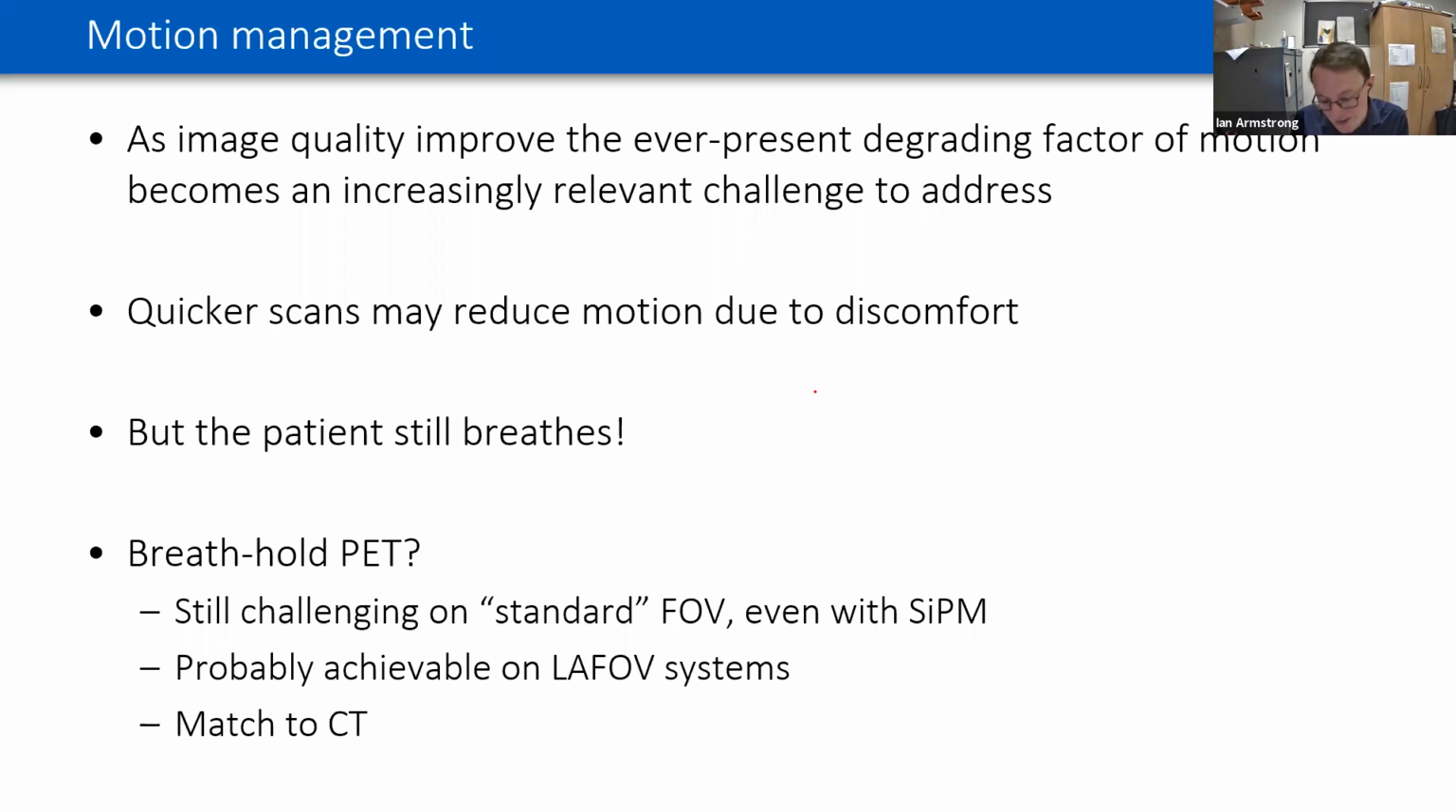Now, even on the silicon photomultiplier systems, I personally feel it's challenging, and I don't think we're quite there yet on these standard fields of view, because I don't really think we have the sensitivity to get something which is useful out of it. I'm sure, though, with the huge sensitivity that we have on these larger axial field of view systems, it probably is possible. So maybe we could do a 15-second breath hold PET. Then, of course, what we need to think about is matching our position of the PET exactly to our CT. So again, that's another challenge to think about.